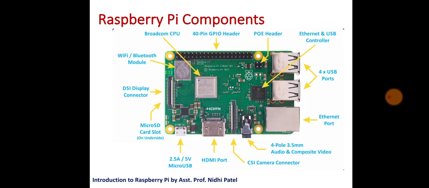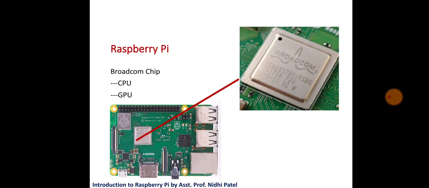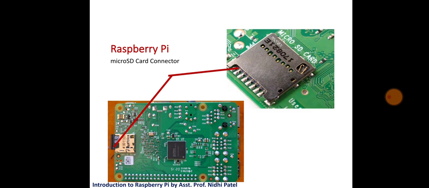Now, let me explain to you about various components of Raspberry Pi, starting with the Broadcom chip. This Broadcom chip consists of two things: CPU, Central Processing Unit, which is responsible for every task performed by Raspberry Pi, and GPU, Graphical Processing Unit, which is responsible for graphics and video related tasks performed by Raspberry Pi.